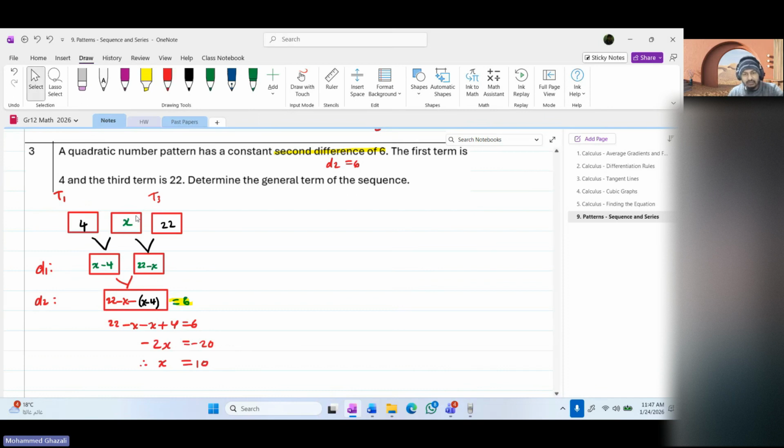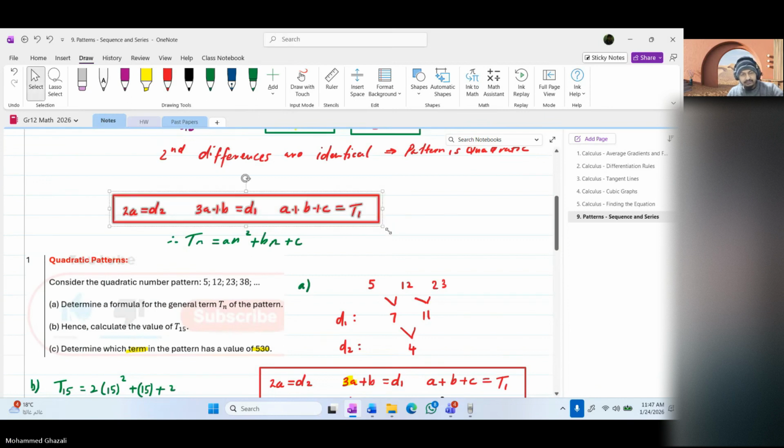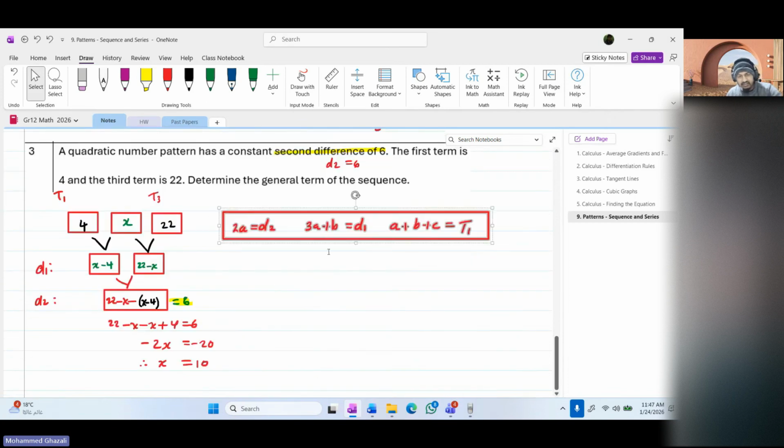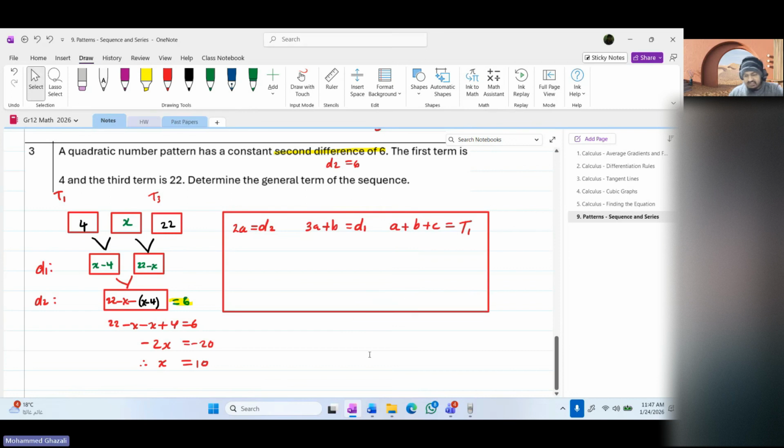And you remember the 3 formulas that we had. Just copy and paste from the other one, right? The 3 formulas that we had, we need to solve for Tn, all right? We need to find the general term. So what's the general term of the sequence? 2a is equal to d2, so we can write down 2a is equal to 6, a is equal to 3. 3 times 3 is 9, 9 plus b is equal to what is d1? d1 is x minus 4. But we just solved for x, all right? Which is 10, 10 minus 4.